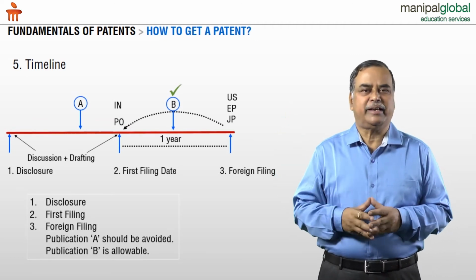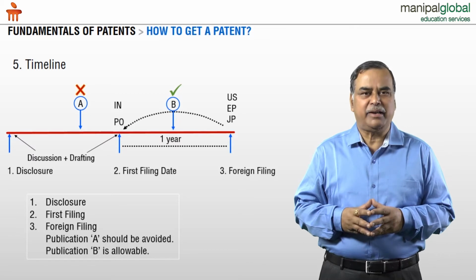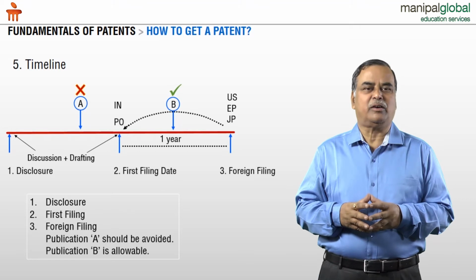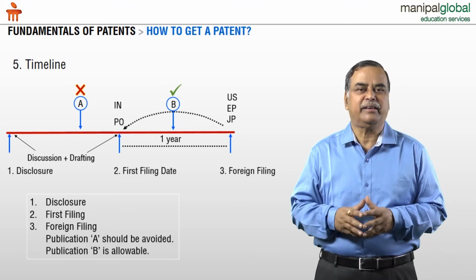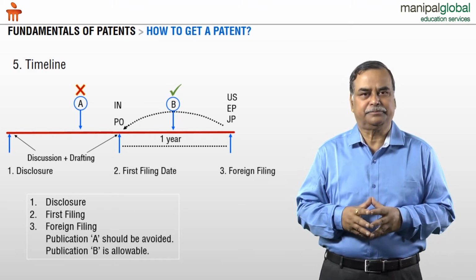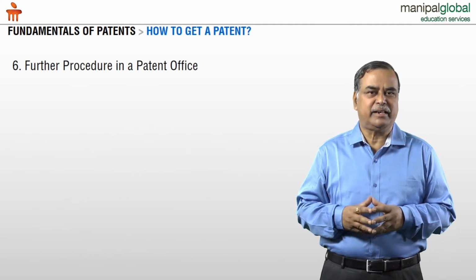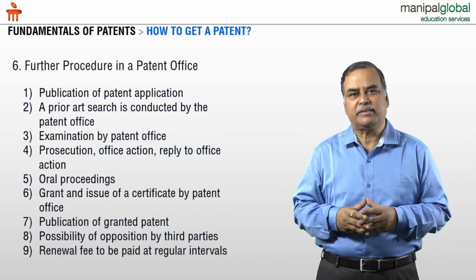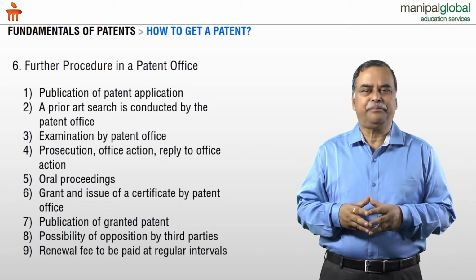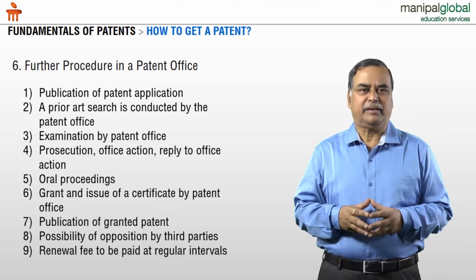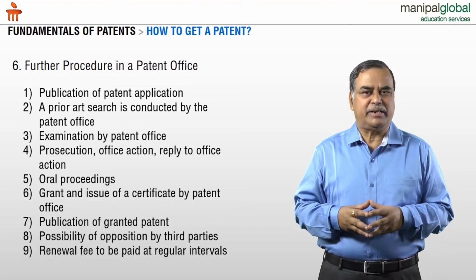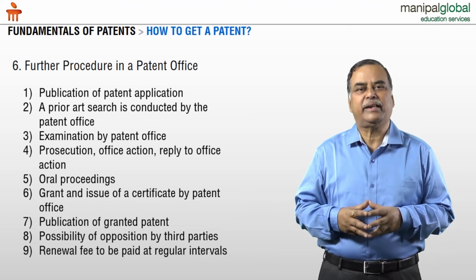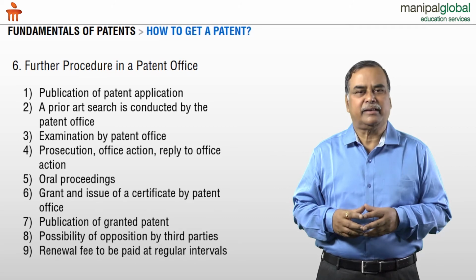The point to be noted here is to strictly avoid a publication of the invention in a journal or conference before the first filing, to avoid your own publication affecting the novelty of your invention. Further procedure in a patent office is listed as shown. An examination can be requested by paying additional fee at the time of filing a patent or within the prescribed time limits. On an average, it may take 2 to 4 years from the date of filing for getting a patent granted in a country.